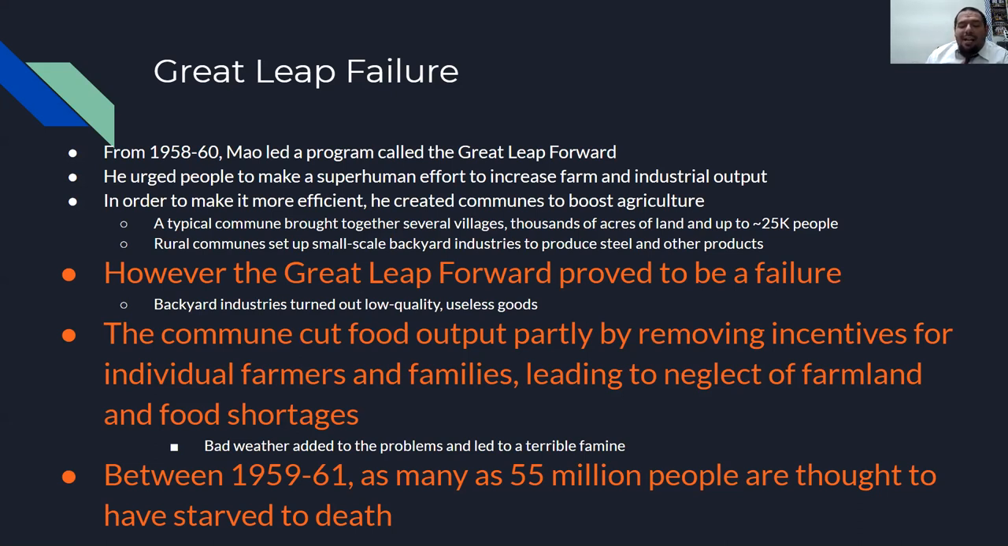Also, bad weather and soil erosion is going to lead to problems and to a famine. And between 1959 and 1961, as many as 55 million people are thought to have starved to death. Oh, you already know. Extra credit question.